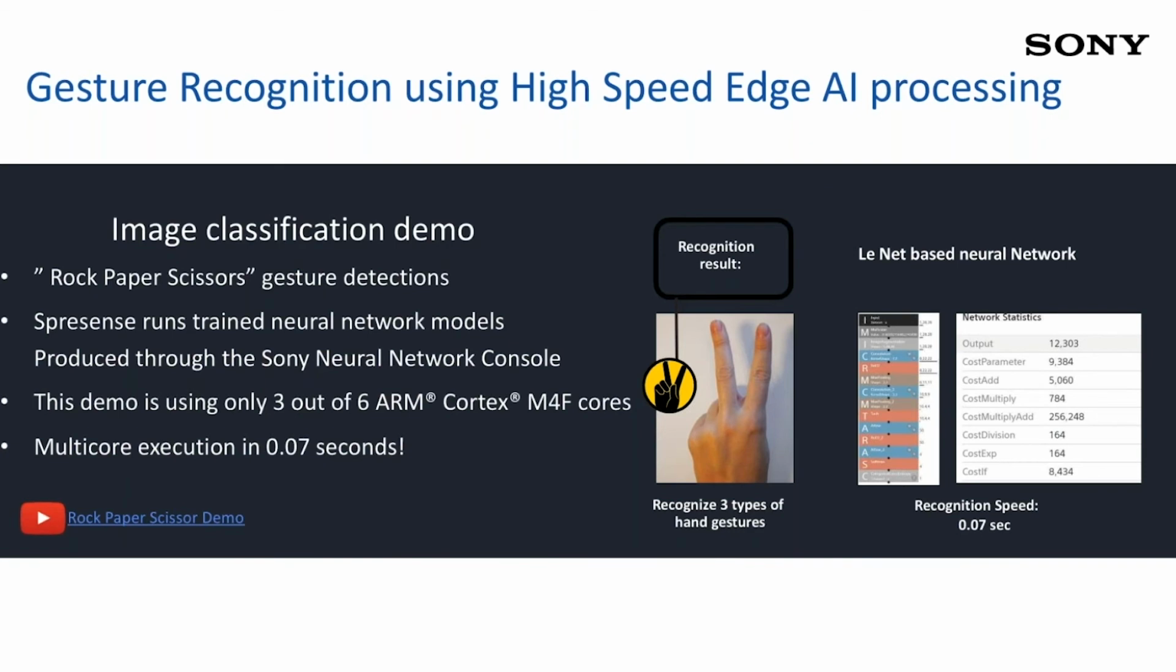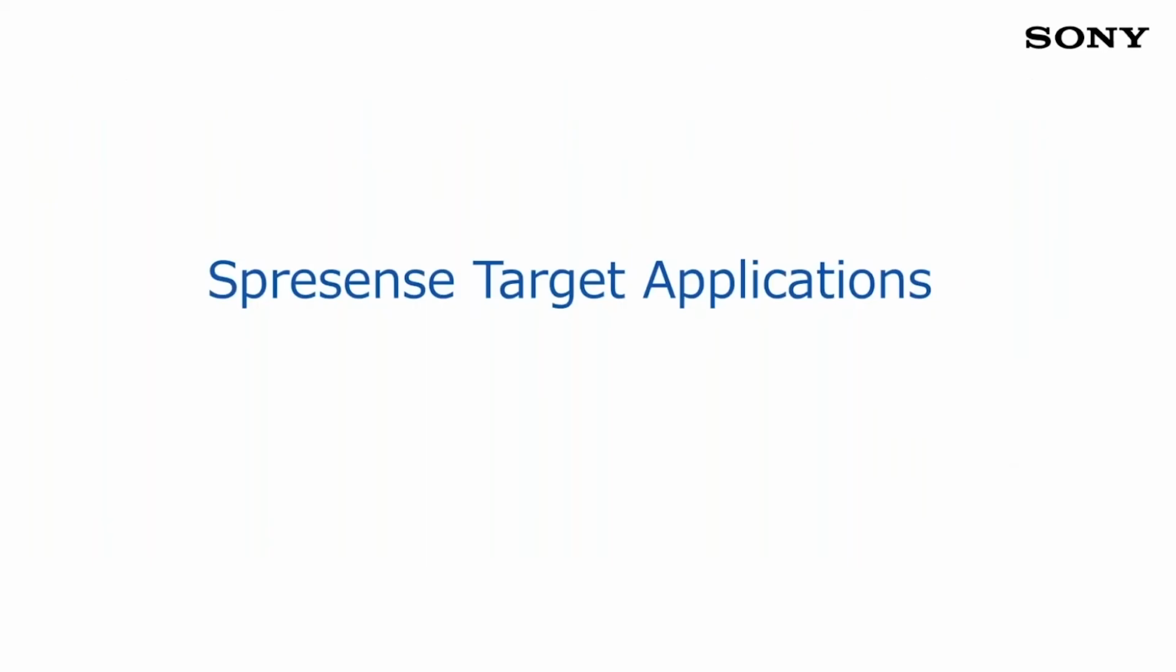So let's see what happened. I told you everything about hardware, software, and what tools to use if you want to do AI. So now you have an understanding, a little bit of everything, of what Spresense is. Now let's see what we can build with this Spresense. What are the target applications?